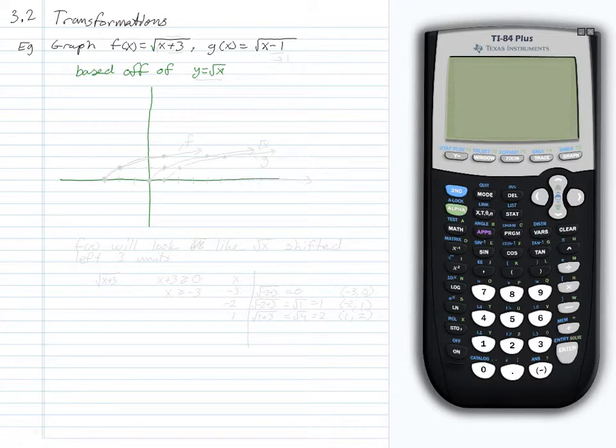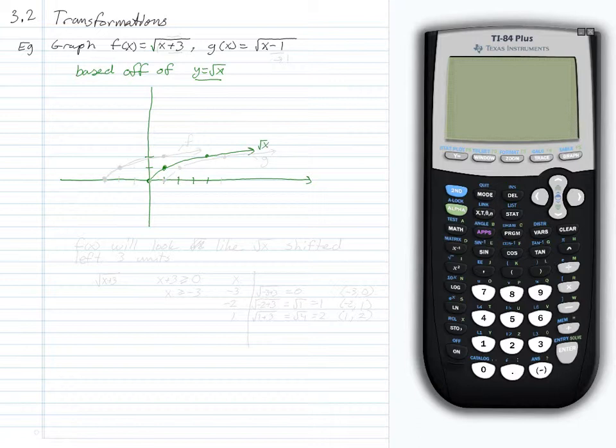The square root function, again, you always want to have a few points that you know on the basic function. That'll make transforming it a little bit easier. So we're going to begin by graphing y equals the square root of x. And that graph passes through the points 0, 0, 1, 1, and 4, 2. Those are some nice points for us to work with. There is our basic graph.